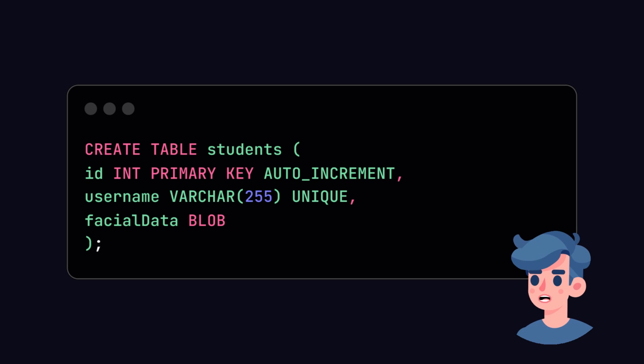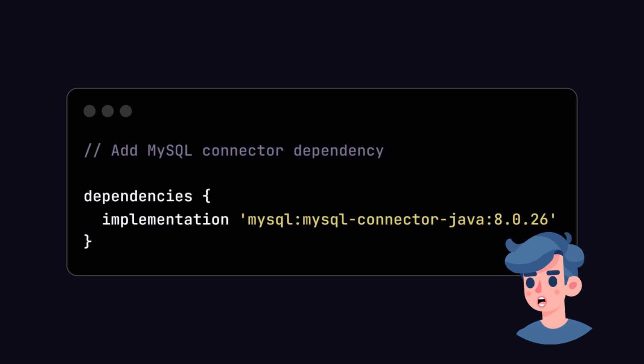Now, let's enhance our application by adding a database to store student profiles. For this, we will use MySQL. Make sure to set up your MySQL database and create a table for students. The SQL query could look like this. We'll use JDBC to connect our Java application to the MySQL database. Add the necessary MySQL connector dependency to your project.